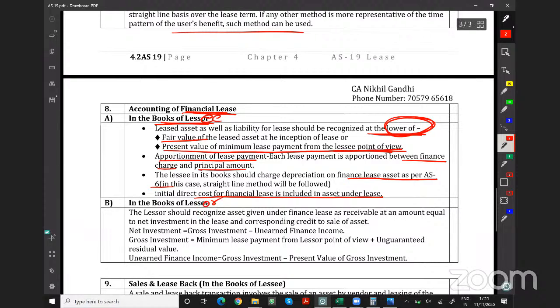In case of the lessor, it should recognize the asset given under the financial lease as a receivable at the amount equal to the net investment in the lease. Net investment is gross investment less unearned financial income. Gross investment is nothing but your minimum lease payment from the lessor's point of view plus unguaranteed residual value. Unearned financial income is nothing but your gross investment less present value of gross investment. Agreed? So these are the ways in which you should recognize your financial lease.